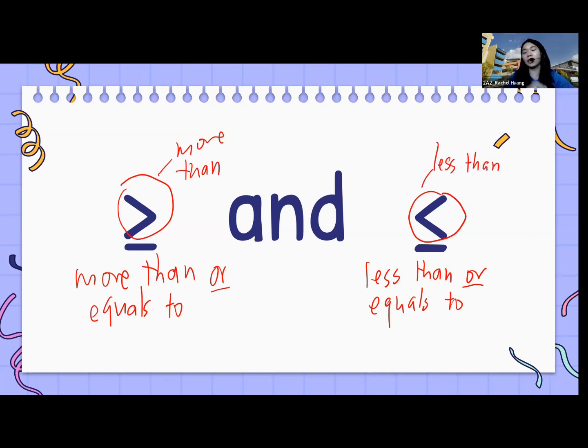So why do I need this? Because I already have equal sign, more than sign, and less than sign. Why do I need a more than or equals to sign? Okay, let me give you an example.